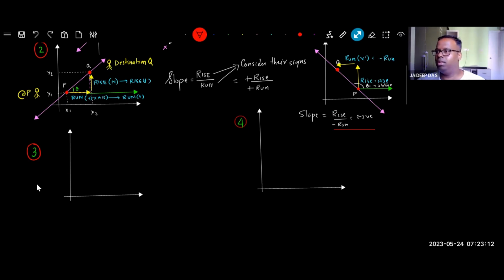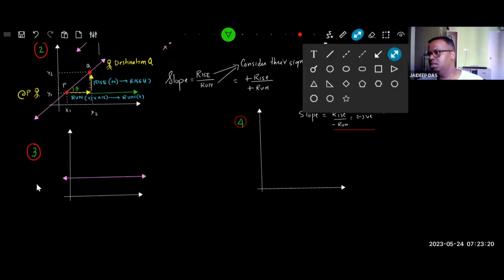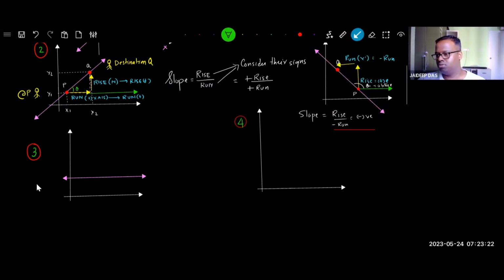I'm making my line parallel to the positive direction of x-axis. Now, where is my positive direction of x-axis? It would be this. You may ask, sir, why are you not taking 180? We take the smaller angle, so the smaller angle is 0 degree. So in this case, theta is equal to 0 degree.